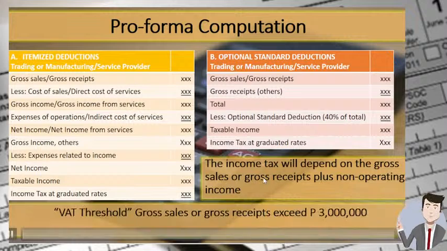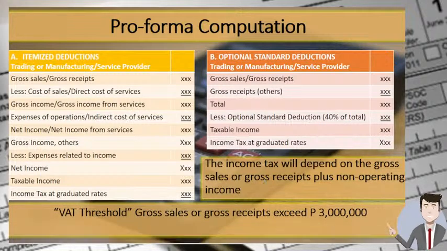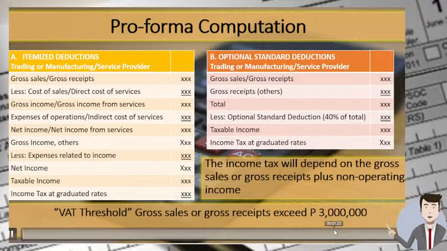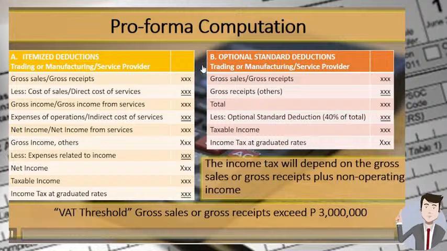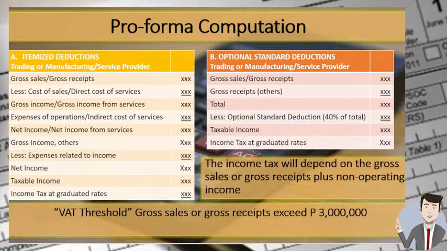Why? Because we have what we call the VAT threshold rule. Your VAT threshold rule is that gross sales or gross receipts that exceed 3 million will be considered VATable. So if your gross sales and gross receipts plus your non-operating income exceed 3 million, you will be considered a VAT taxpayer. Okay? And everything will change once you are considered a VAT taxpayer.